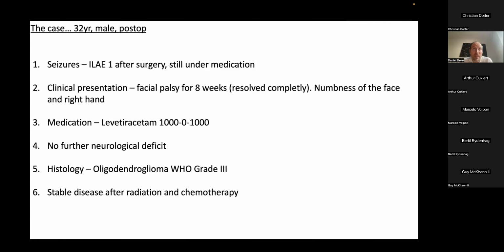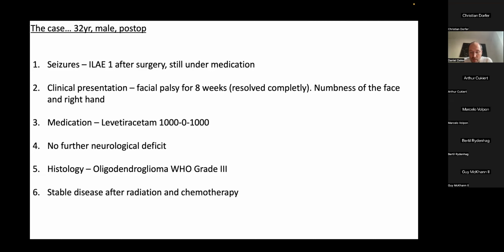So now it's more than 1.5 years. He has no seizures after surgery. He got a facial palsy for 8 weeks. So it was quite heavy for him at the beginning, but it resolved completely. And this is something we feel, at least in our experience, for resection in this part of the precentral gyrus. He still had some numbness of the face and the right hand, which I cannot explain. He's still on medications, no further neurological deficit, and the histology was actually oligodendroglioma WHO grade 3.